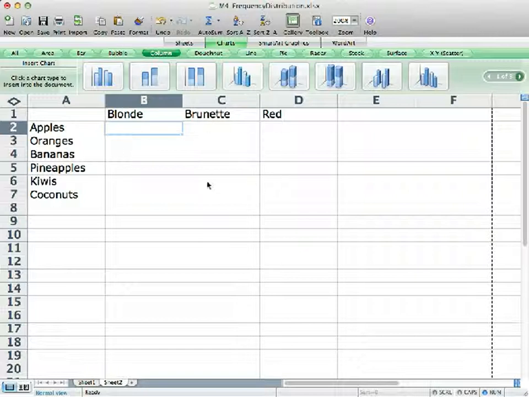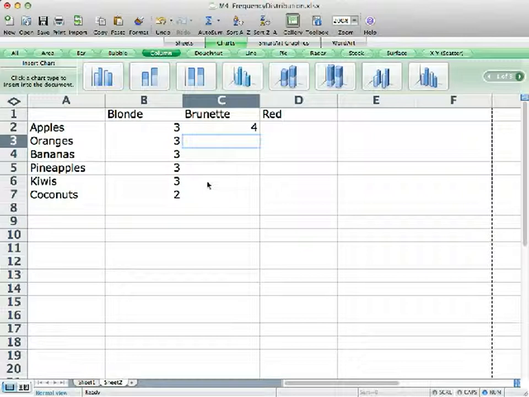So how many blonde people like apples? Hank, you're going to pretend to be blonde. How many blonde people like oranges? I'll include myself in that. Bananas. Pineapples. Kiwis. Coconuts. So how about brunettes? How many brunettes like the apples? Redheads: 1, 2, 3, 4.